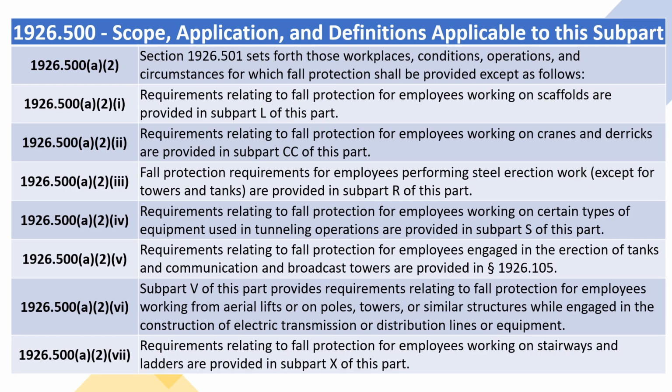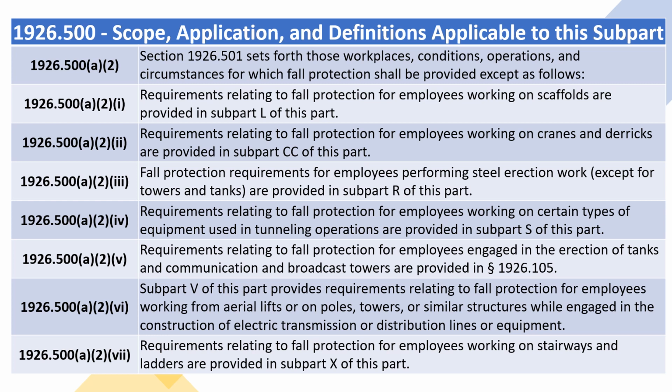1926.500(a)(2): Section 1926.501 sets forth those workplaces, conditions, operations, and circumstances for which fall protection shall be provided, except as follows. 1926.500(a)(2)(i): requirements relating to fall protection for employees working on scaffolds are provided in Subpart L of this part. 1926.500(a)(2)(ii): requirements relating to fall protection for employees working on cranes and derricks are provided in Subpart CC of this part.